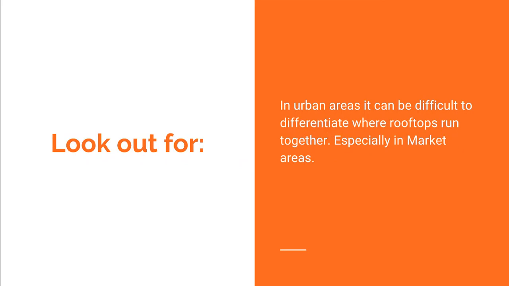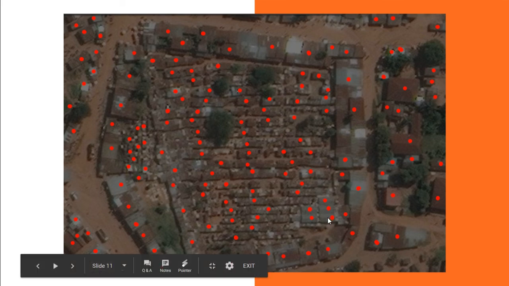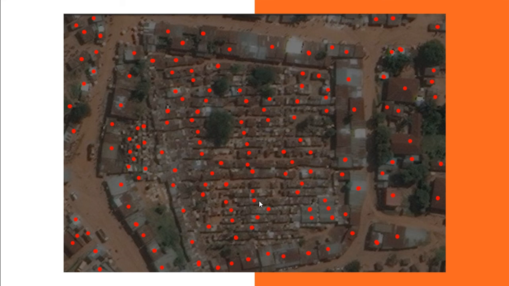Look out for, in urban areas, sometimes it's difficult to differentiate where rooftops run together and where they're separate. This is especially difficult in market areas. So take this market area, for example. It's really difficult to tell in some of these long buildings whether this is all one building or if it needs multiple points. The rule of thumb, if you can see for sure that there is a separate rooftop, like here, 1, 2, put 2 dots. But on this long building, for example, you really don't see a break in the rooftop, so just put 1 point there.